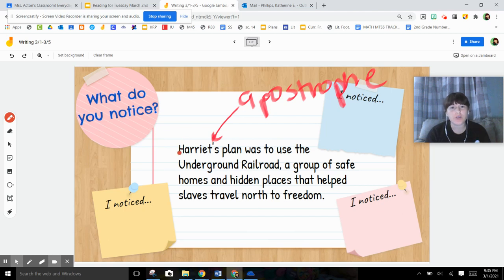I also wanted you to notice the word Harriet is capitalized at the beginning because it is a proper noun. She's a person, place, or thing. She's a person, but it's an actual person, a real life person. So we have to capitalize the beginning of that word to give her the respect that she deserves. I want you to think about that when we go to the next one.